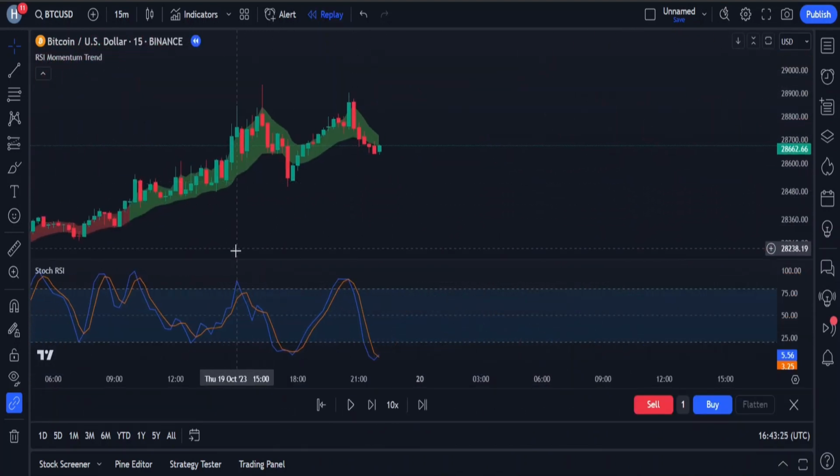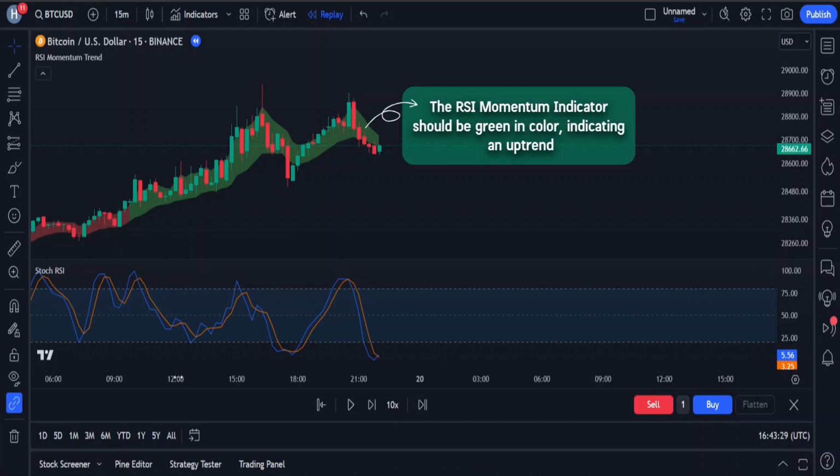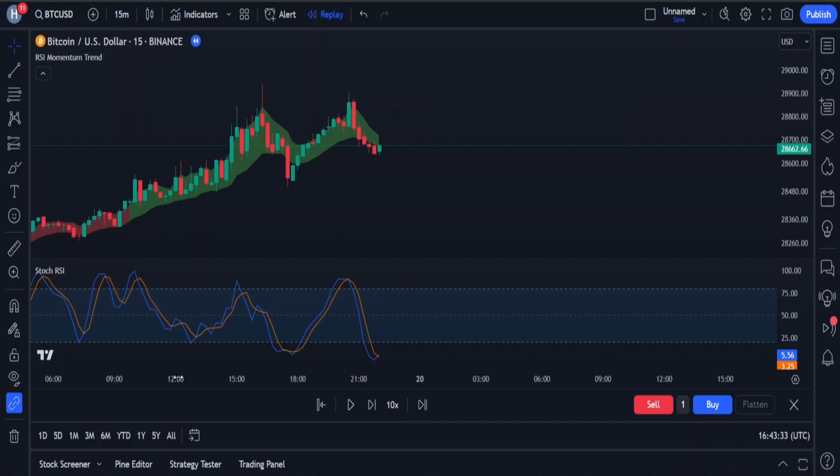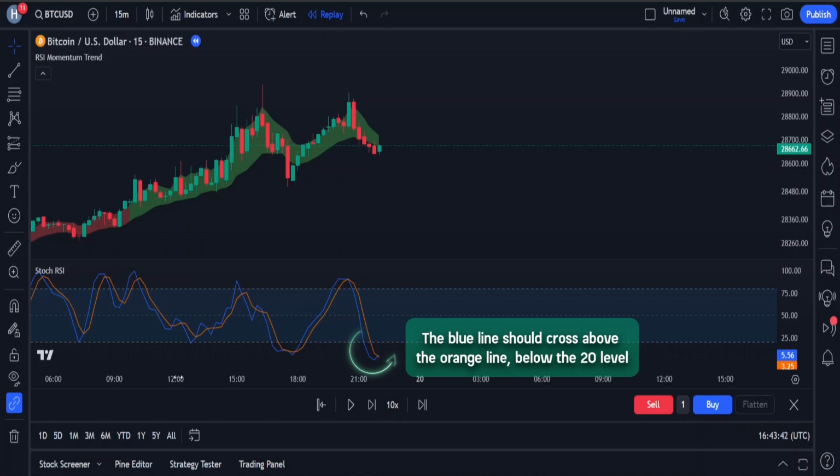So for a buy trade to be valid, first of all, we want the RSI Momentum Trend indicator to show that the market is moving in an uptrend. As we can see here, the indicator is green in color, which indicates that the market is moving in an upward trend. So now we will wait for a buy signal from our Stochastic RSI indicator.